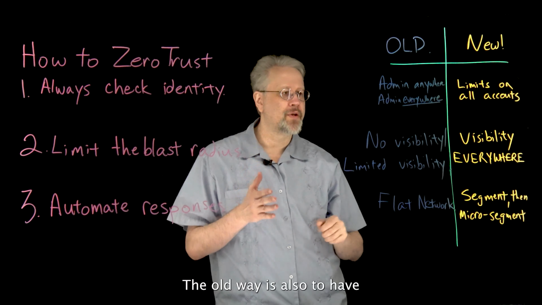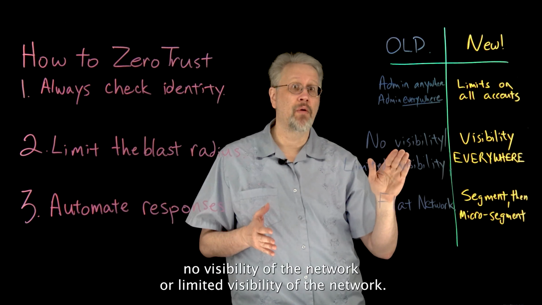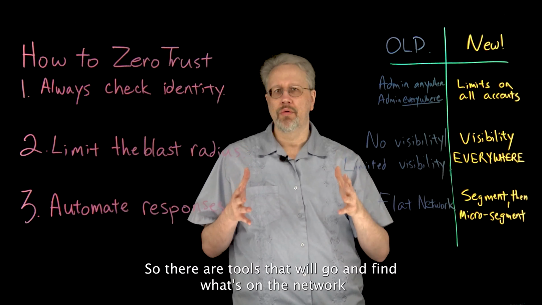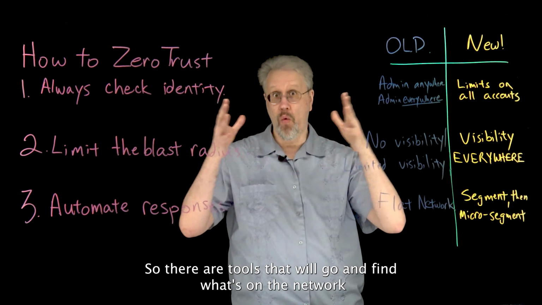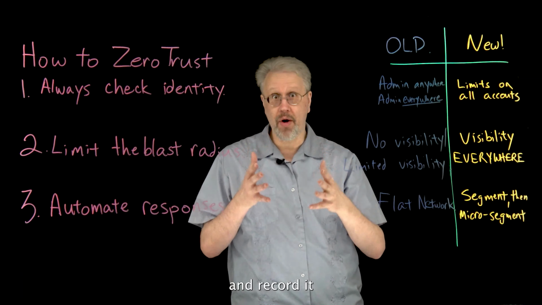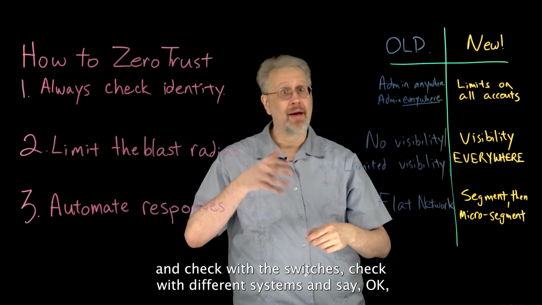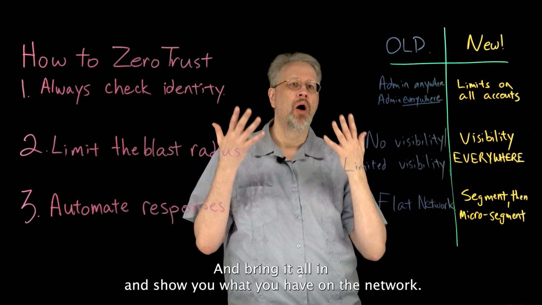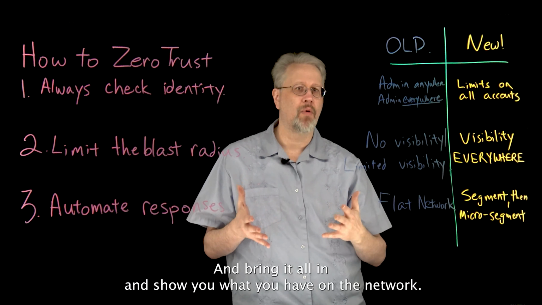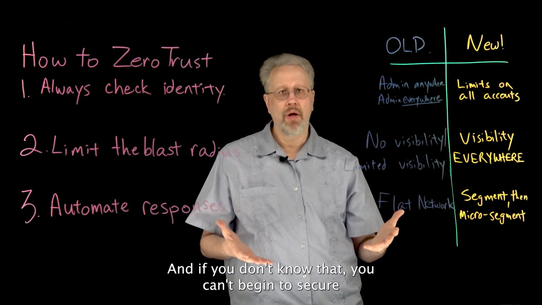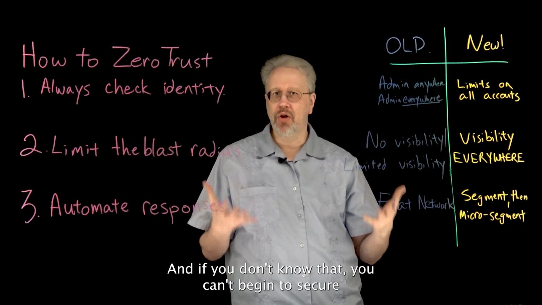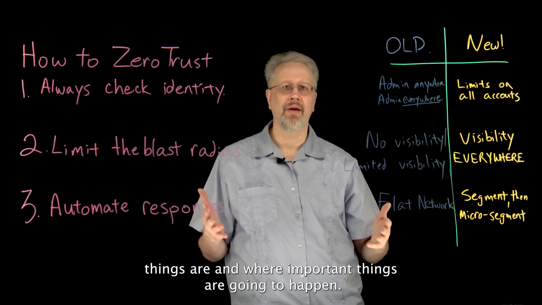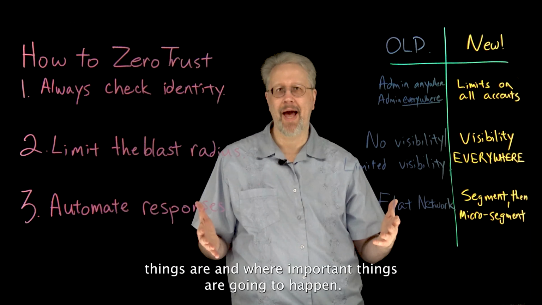The old way is also to have no visibility of the network, or limited visibility of the network. There are tools that will go and find what's on the network and record it, check with the switches, check with different systems and say, okay, what's connected, and bring it all in and show you what you have on the network. If you don't know that, you can't begin to secure all your network. You're just making guesses about where things are and where important things are going to happen.